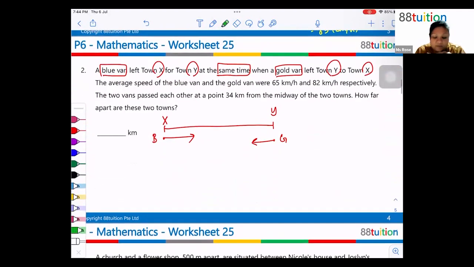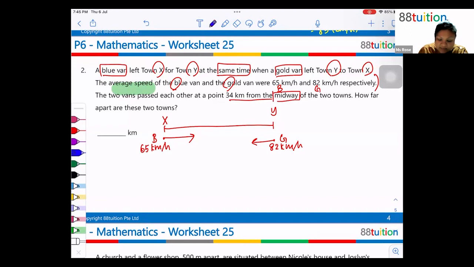Okay, so now, we have the blue van leaving town X towards town Y, whereas the gold van left Y towards town X. Now, we know the average speed of the blue van and the gold van, so this is blue and this is gold. The blue van is traveling at 65 kilometers per hour, while the gold van is traveling at 82 kilometers per hour. So this is the information given to us. Now, the two vans pass each other at a point 34 kilometers from the midway.